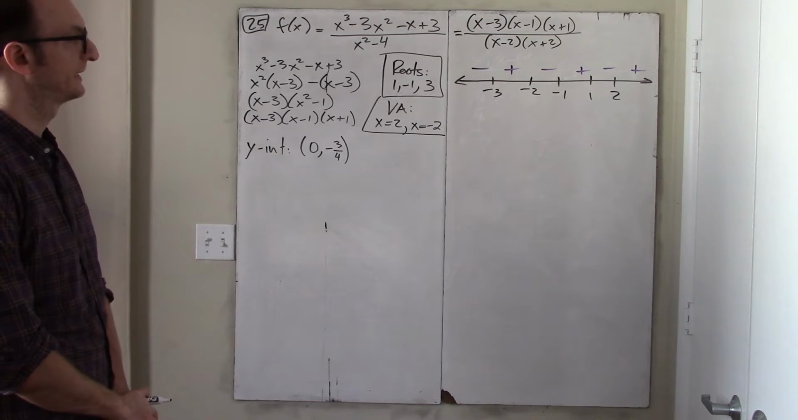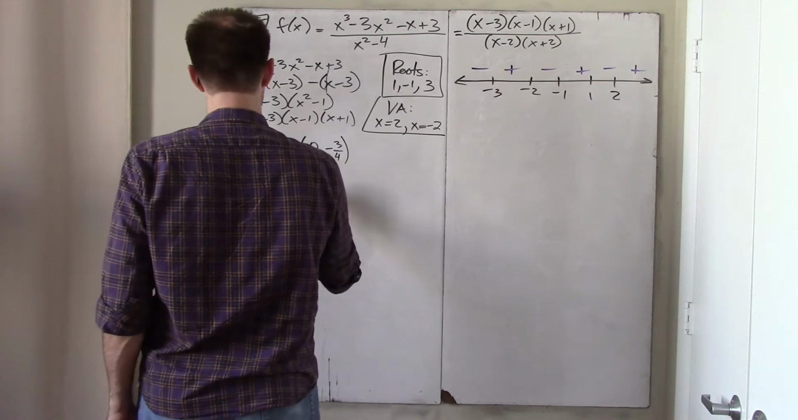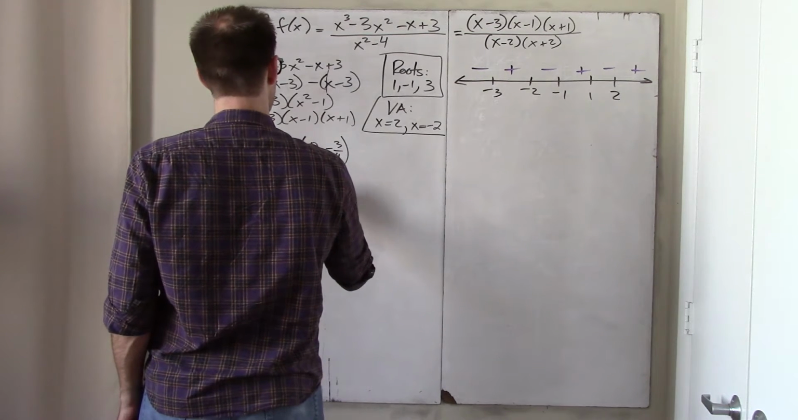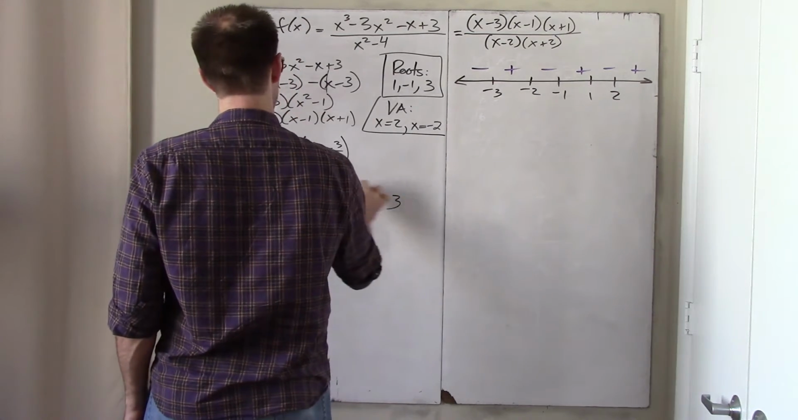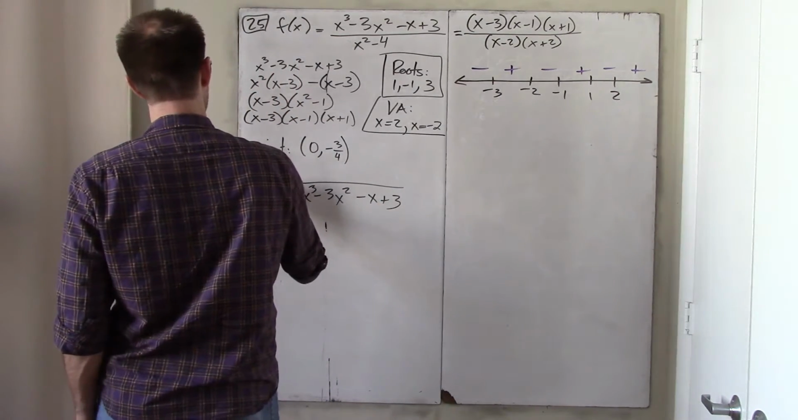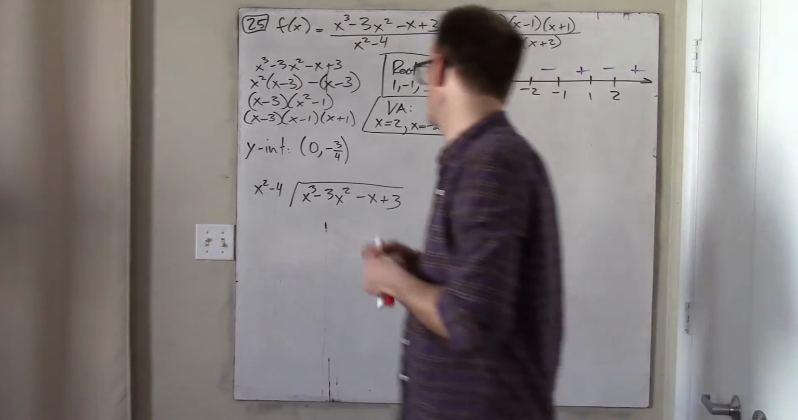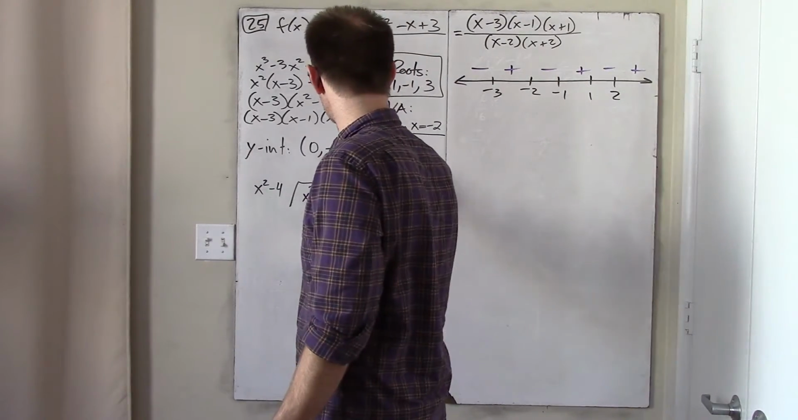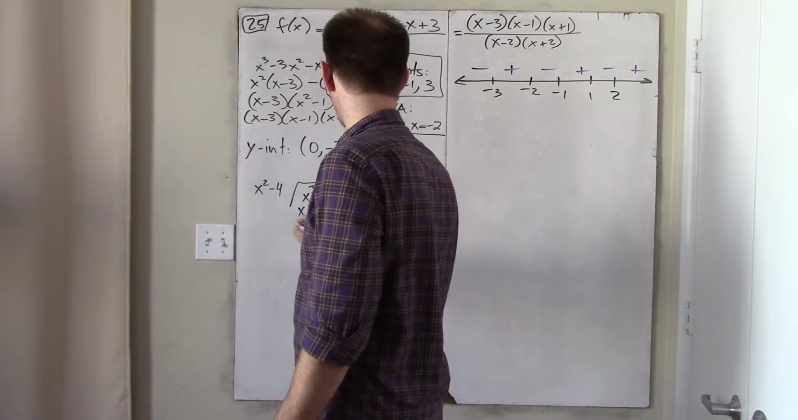Let's do polynomial long division because we can, so we should. So this is x cubed minus 3x squared minus x plus 3. And I will divide by x squared minus 4. Alright, let's do it. It goes in x times, x cubed minus 4x.